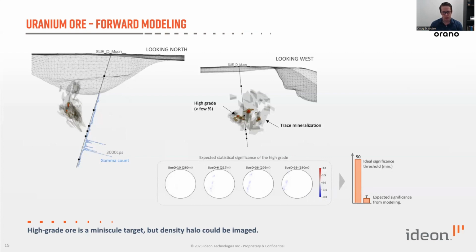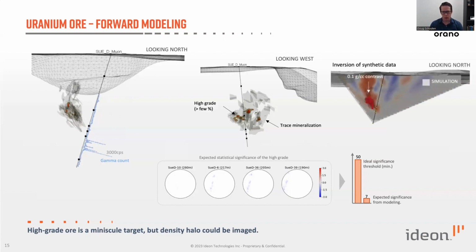You can see the shadow of density cast by those ore pods on the radiographs for the detectors. And what's worth noting is that the expected statistical significance from all of those synthetic data is significantly lower than the threshold that we'd ideally have to be able to robustly image a structure.